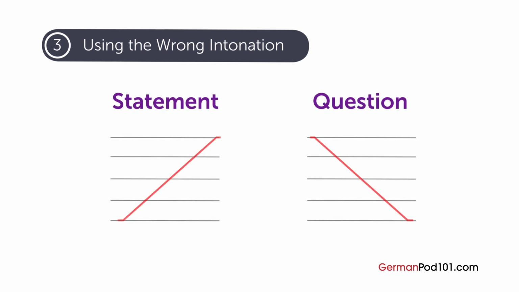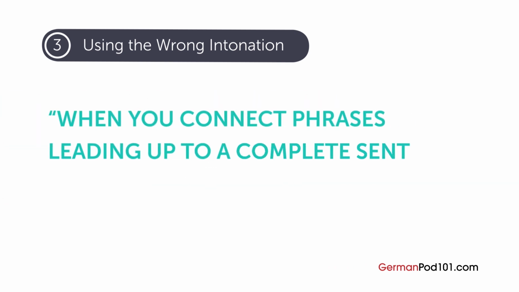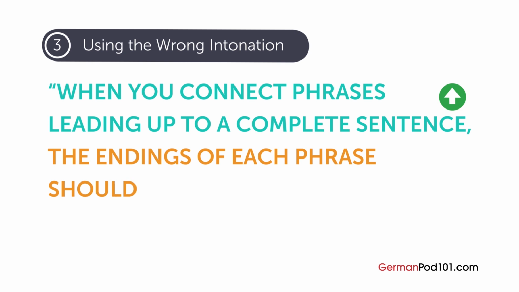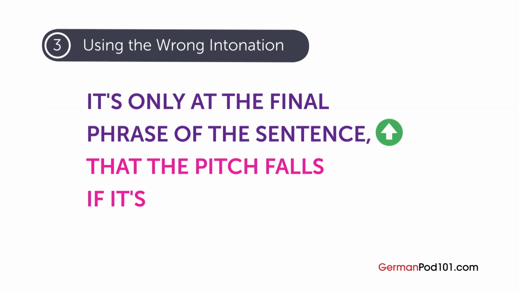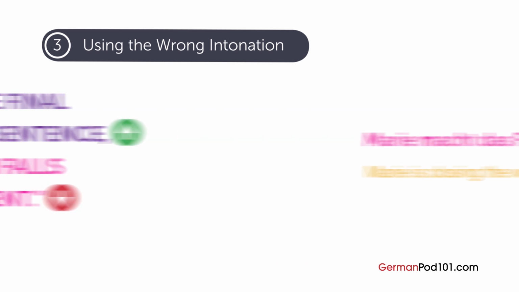Number 3. Using the wrong intonation. Students of German often use the incorrect pitch when saying a complete sentence or question. When you connect phrases leading up to a complete sentence, the endings of each phrase should rise in pitch. It's only at the final phrase of the sentence that the pitch falls if it's a statement. Take a look at this example.